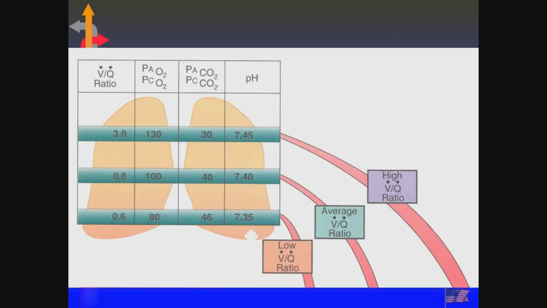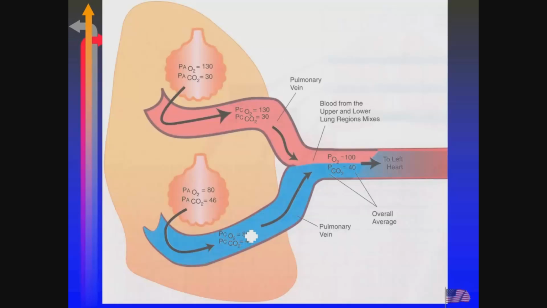This is again out of Beachy, but it shows that there are areas in the apices where you have a high VQ ratio, and areas in the base where you have a lower VQ ratio. Remember, ventilation perfusion: if I increase perfusion more than I increase ventilation, my VQ relationship goes down. If I increase ventilation more than I increase perfusion, I end up with a VQ ratio that gets larger. Okay? Stop me if I'm not making sense.